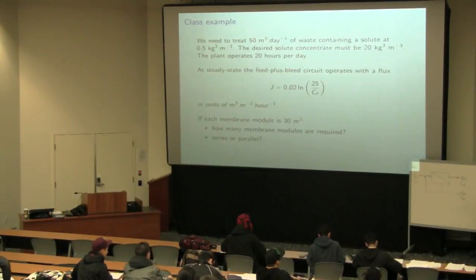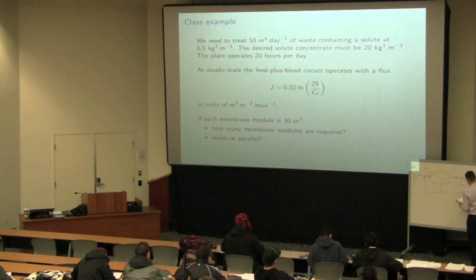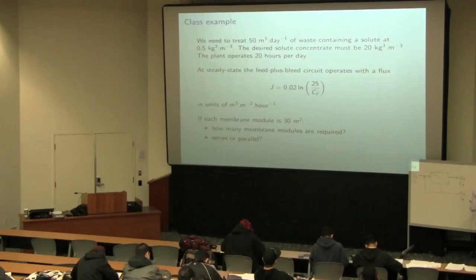What's given to us is that Q0 is the volumetric flow rate, C0 is that value of 0.5 kilograms per meters cubed, so that's our concentration. So we know our incoming stream, Q0, is 50 meters cubed per day. And then we're told we operate the unit for 20 hours per day, so we divide by the 20 hours per day that we're operating the unit for, that comes up to 2.5 meters cubed per hour, is that incoming flow rate.